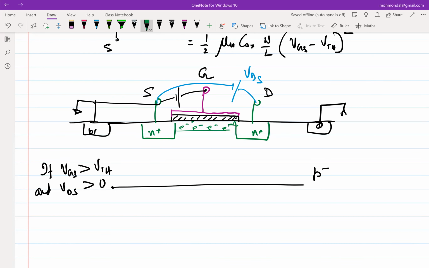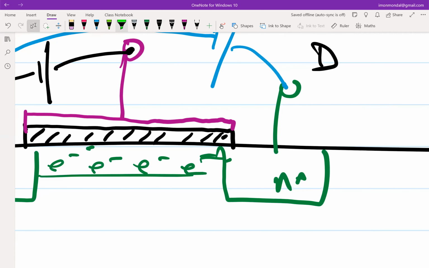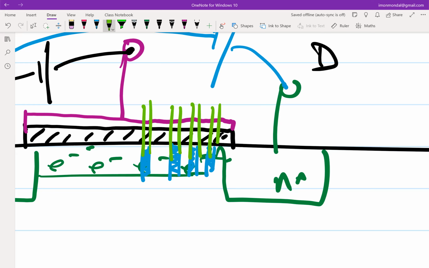Now, if I keep on increasing VDS, what is happening? I can imagine that this is a small MOSFET cut into smaller sections, right? These are all small MOSFETs with individual oxides on top, correct? You can imagine that this is a MOSFET, this is a MOSFET, this is a MOSFET. They are all stacked next to each other. Correct? So for each of them, I have small channels.